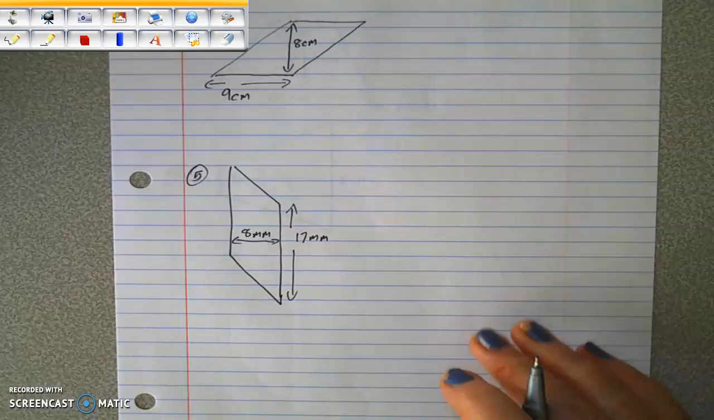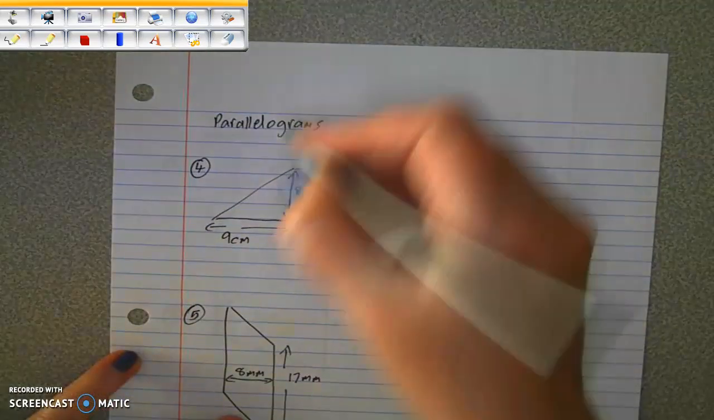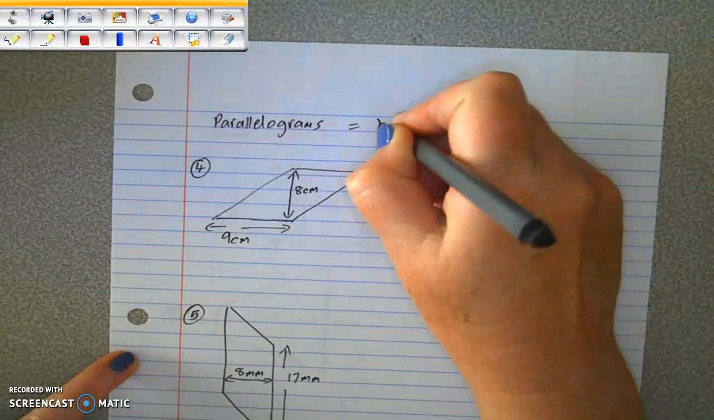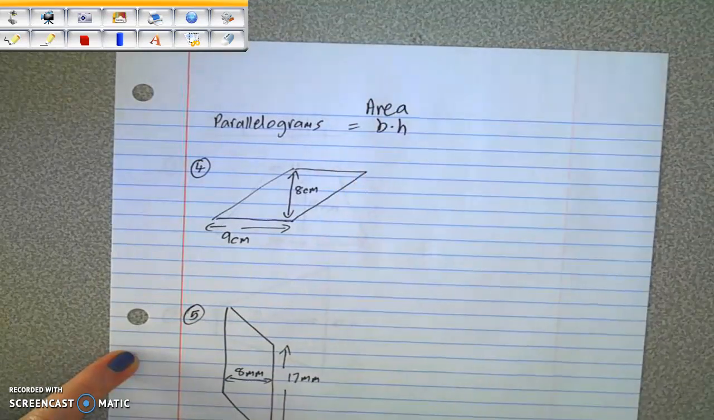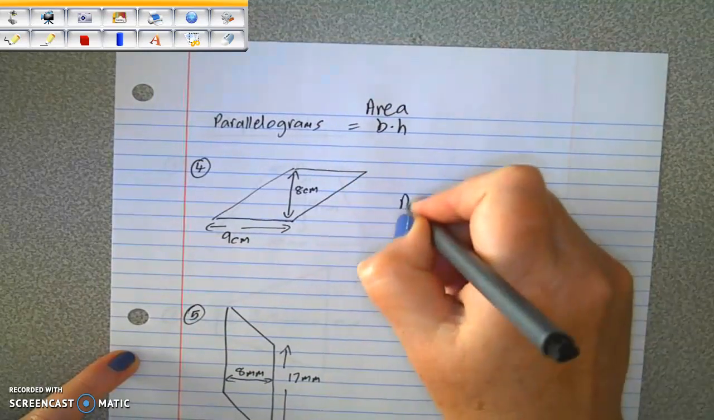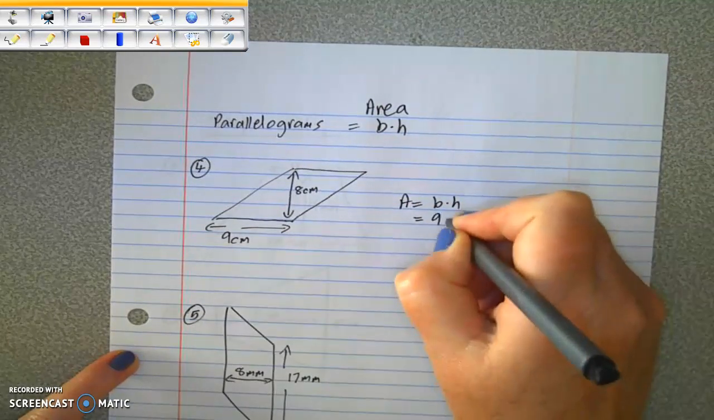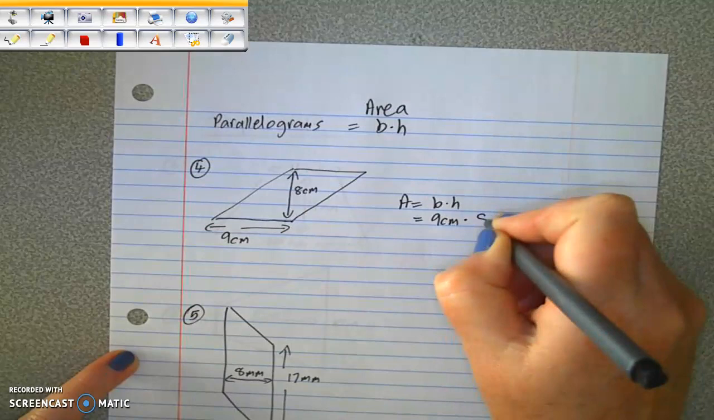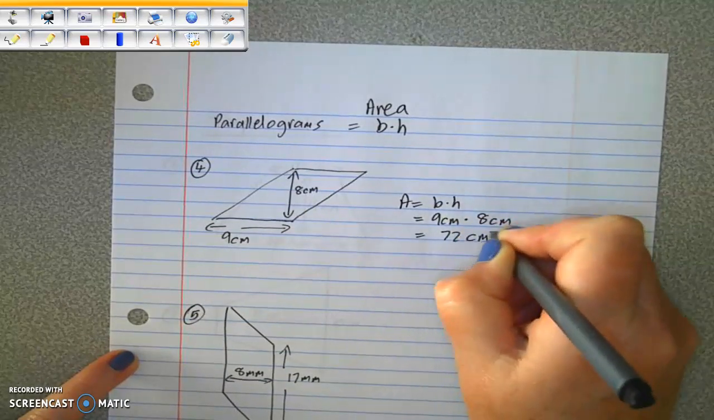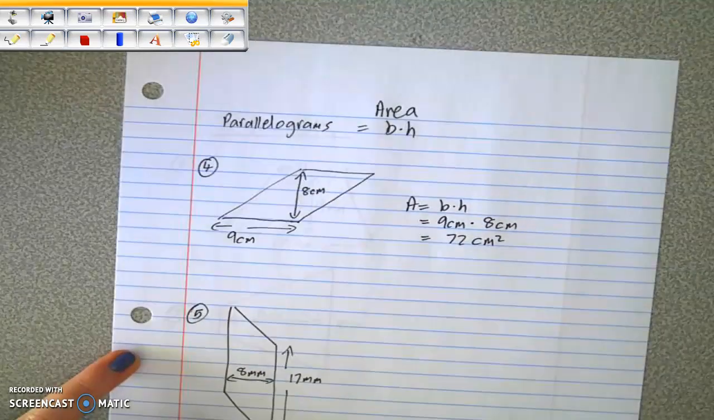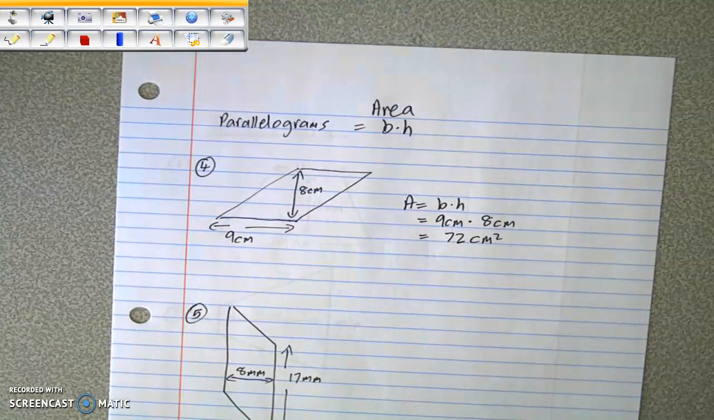Okay, review of parallelograms. So the area of parallelograms is just base times height. So the area of this first parallelogram is the base is 9 centimeters, the height is 8 centimeters. So 8 times 9 is 72, and it's centimeters squared. So you're just multiplying the 2 numbers there for the area of the parallelogram.